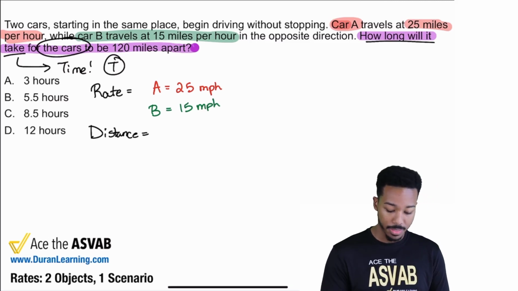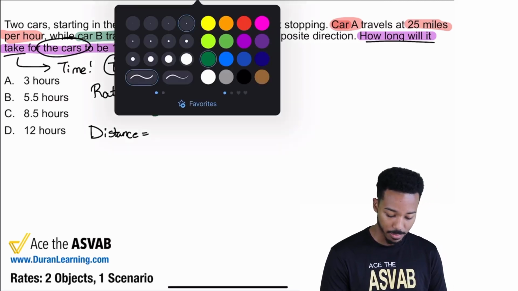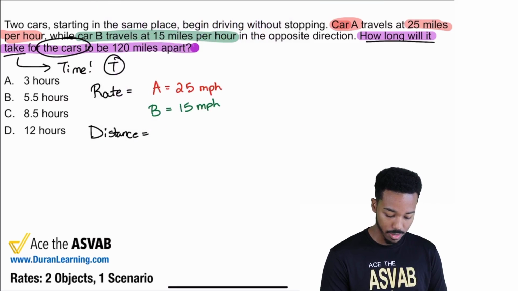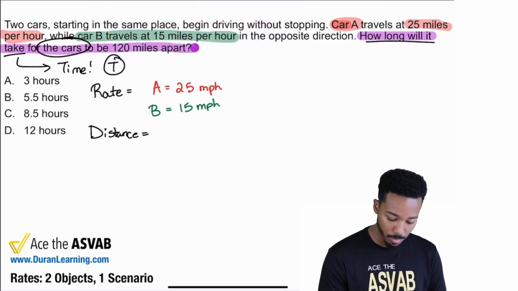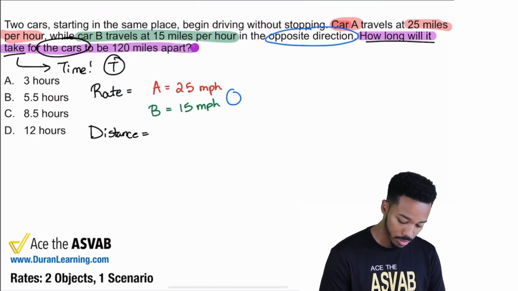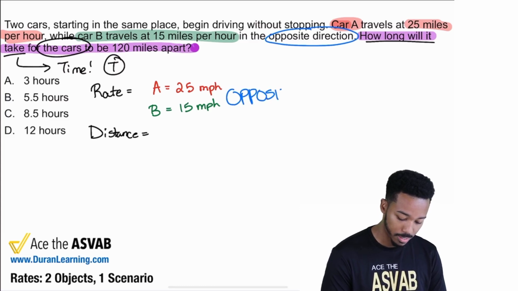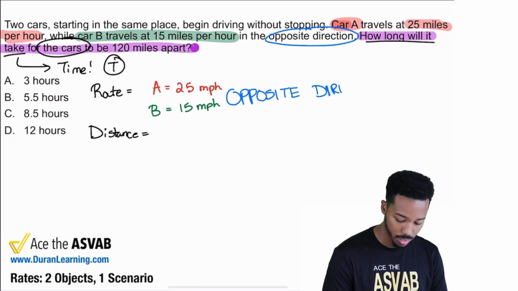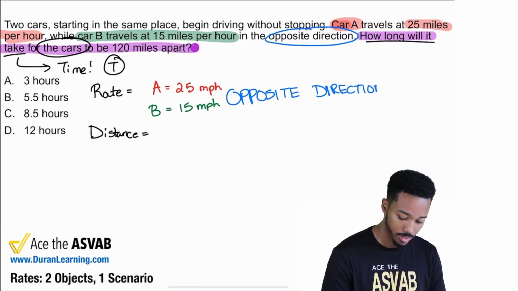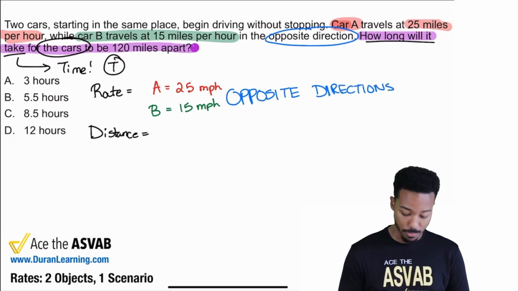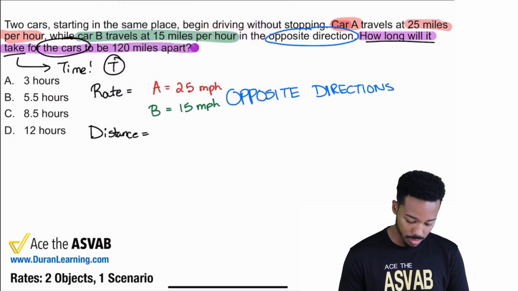All right, and then let's highlight this very key piece of information here. I used red and green, so I'll use blue to mark that they are going in opposite directions. So here's the rule. Write this down if you've never seen this before.